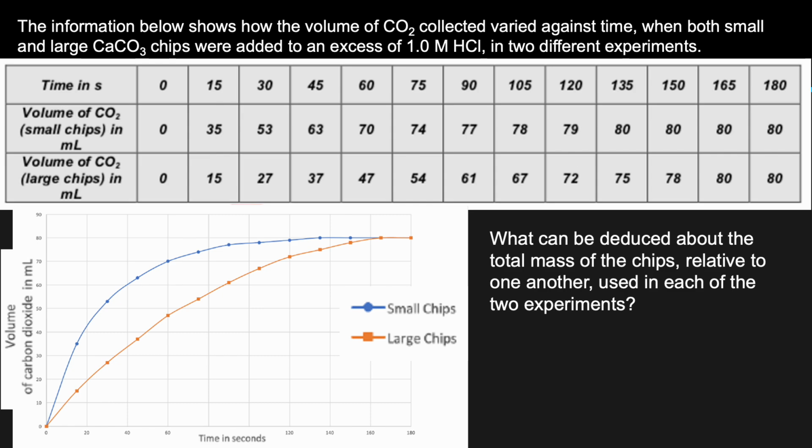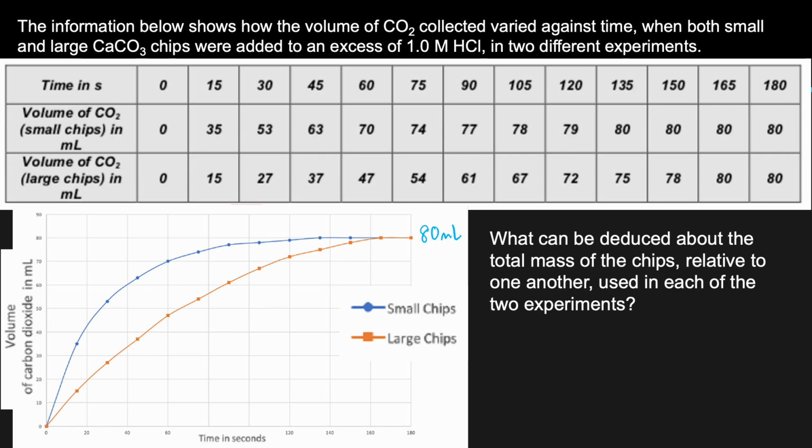All right, so taking that same experiment and looking at a more detailed set of data, we have two different types of chips of calcium carbonate. We have small chips and large chips, and they are dissolved in excess hydrochloric acid, and then the volume of carbon dioxide is collected against time. So we can see here that both reactions are starting at 0 milliliters of carbon dioxide collected, and then both are ending at 80 milliliters of carbon dioxide collected.